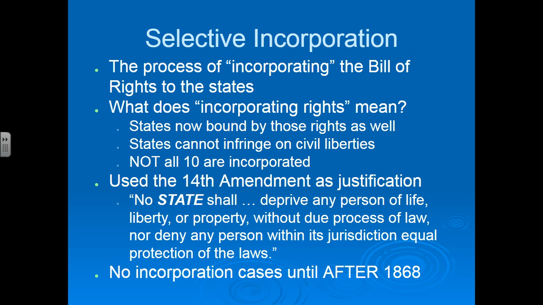Because it said no state, rather than the federal government shall not, that left the door open for people to take states or localities to court based on depriving people of their civil liberties. So mostly the due process clause is used in selective incorporation, the due process clause of the 14th Amendment, I should say. And of course, the reason there were no cases until after 1868 is because the 14th Amendment wasn't around until then. So there you go. You needed that little part that says no state shall deprive any person of life, liberty, or property.